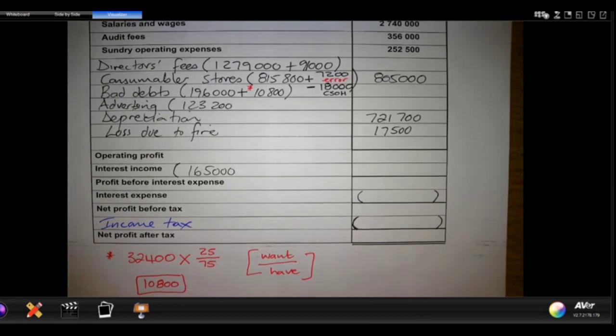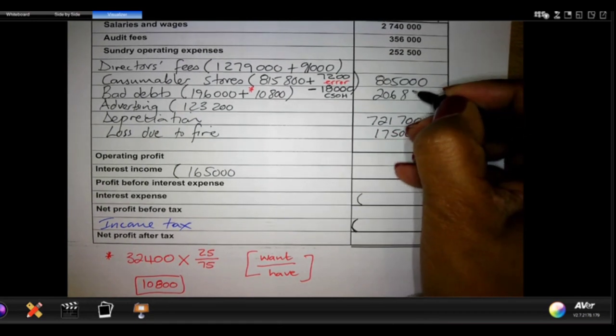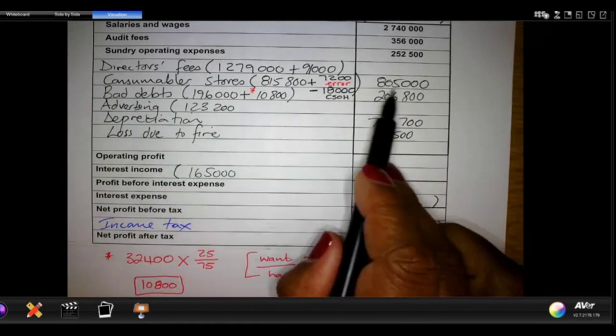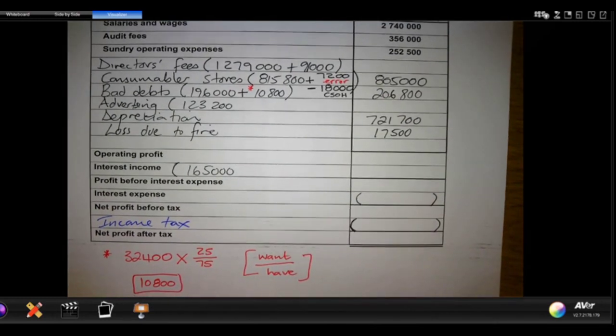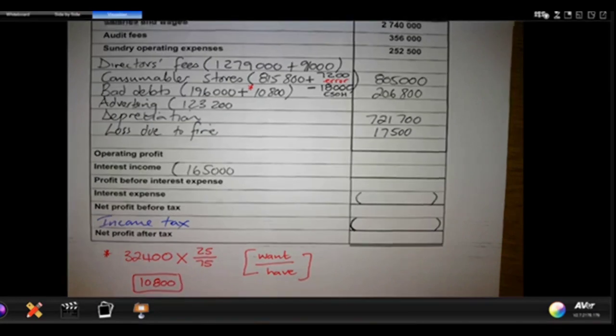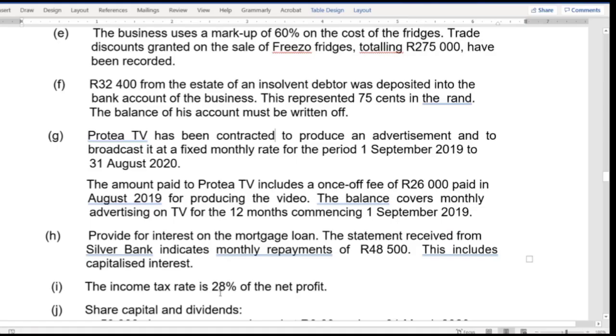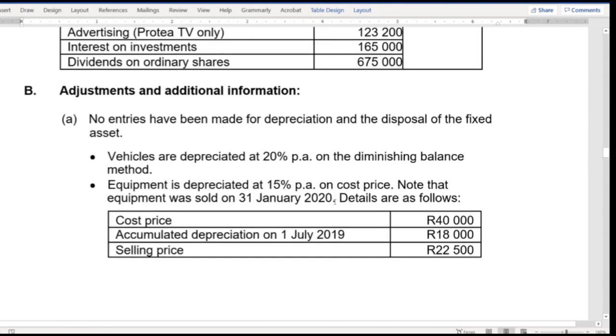Are there any questions? And my answer here is 206,800. Okay, so that plus that gives me 206,800. My bad debts becomes more because I have more bad debts. Any questions?